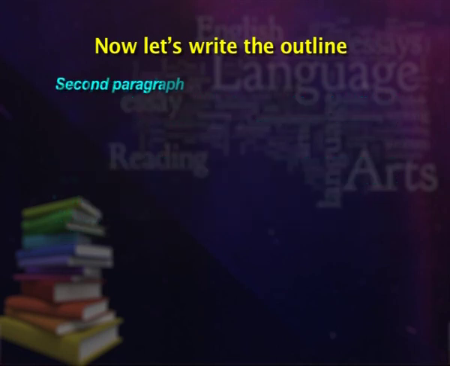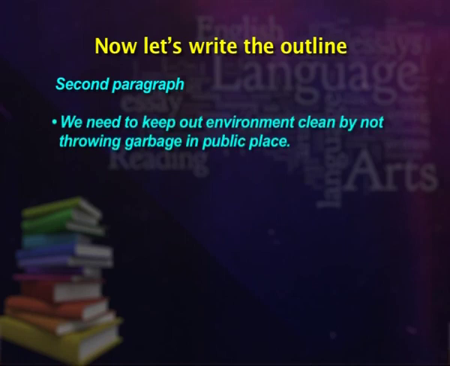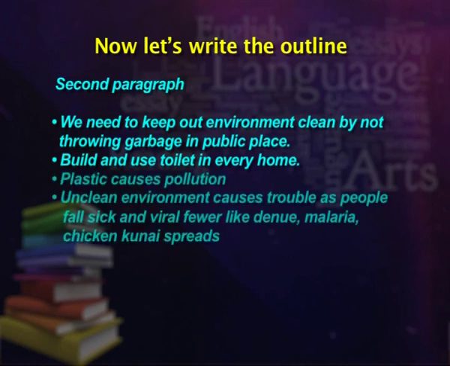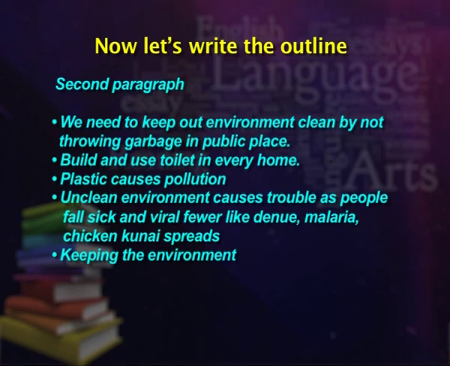We can move further to the second paragraph and add the following details. We need to keep our environment clean by not throwing garbage in public places. Build and use a toilet in every home. Plastic causes pollution. The next point could be that an unclean environment causes trouble as people are falling sick with viral fevers like dengue, chikungunya, malaria, etc. And you can add how to keep the environment clean.